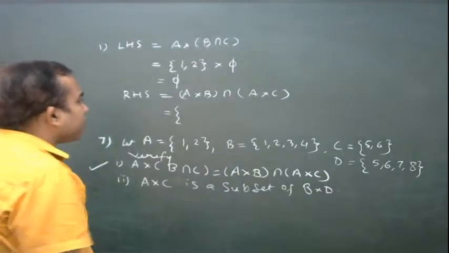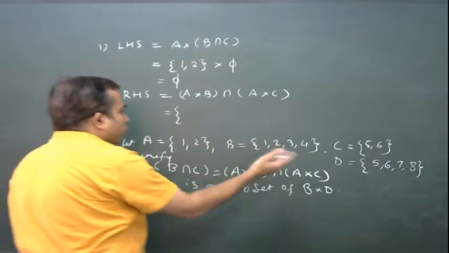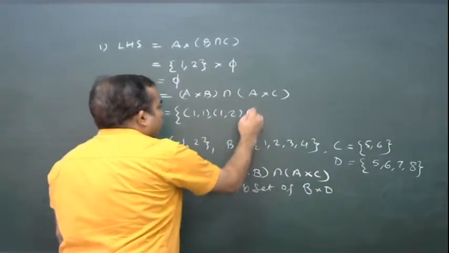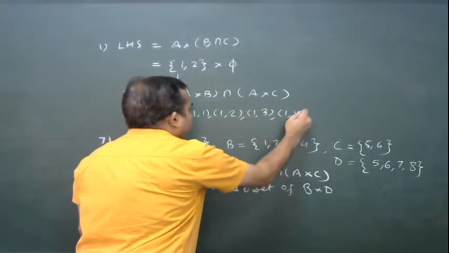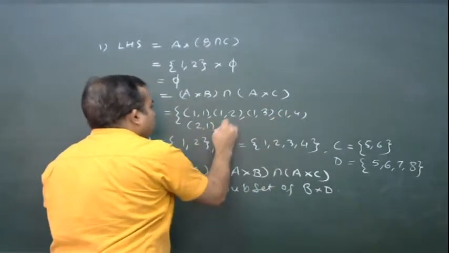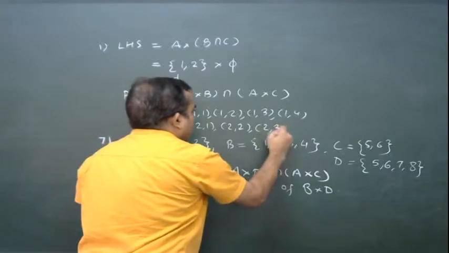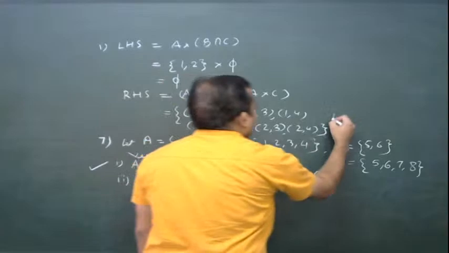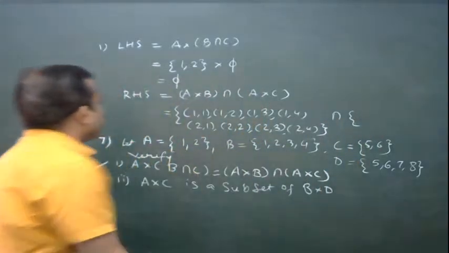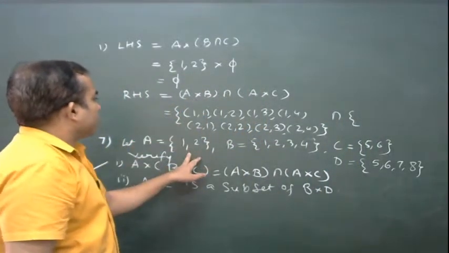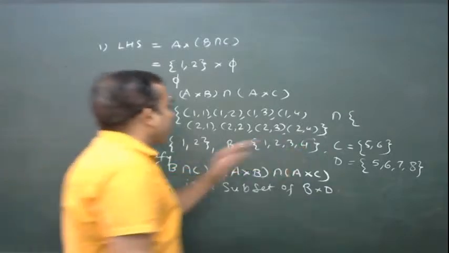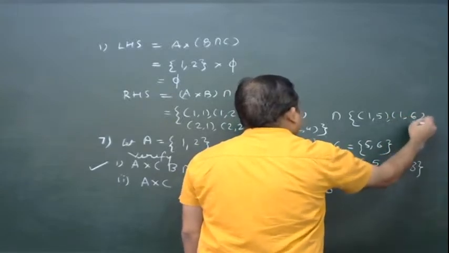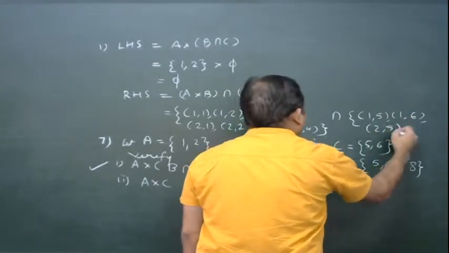A cross B will be 2 into 4, total 8 ordered pairs to be written: (1,1), (1,2), (1,3), (1,4), and (2,1), (2,2), (2,3), (2,4). This is A cross B intersection A cross C. A is {1, 2} and C is {5, 6}, so A cross C will be (1,5), (1,6) and (2,5), (2,6).